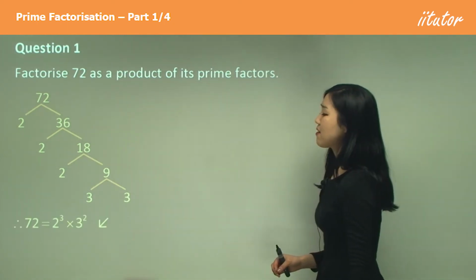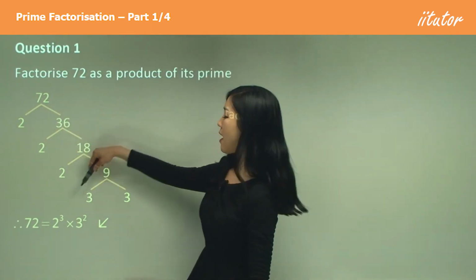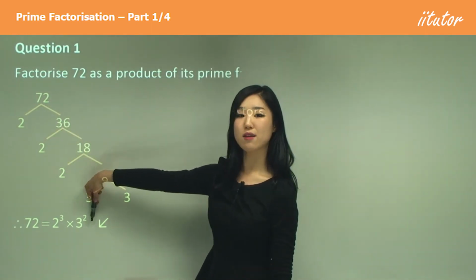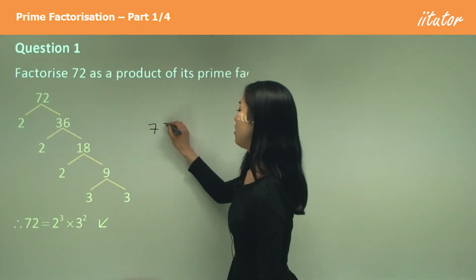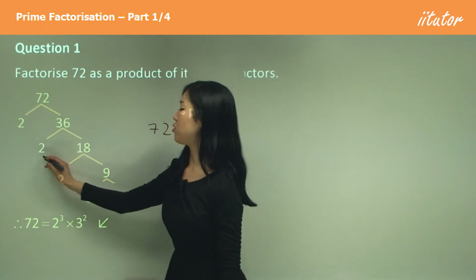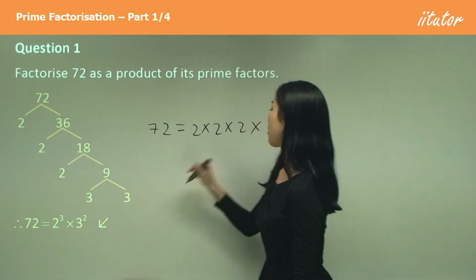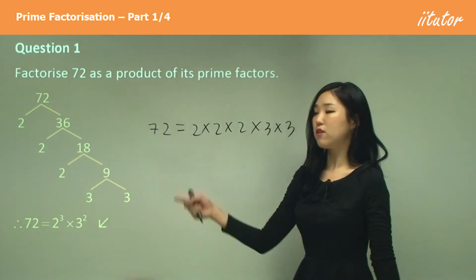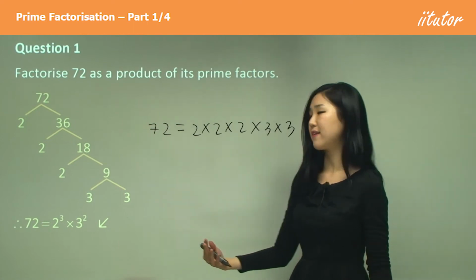I can say that 72 is 2 cubed and 3 squared. We multiply those together. So 72 is basically, I'll just write over here, 2 times 2 times 2 times 3 times 3. You can check in your calculator, you can put all that in, you should get 72. That's how I broke it down into the prime factors.